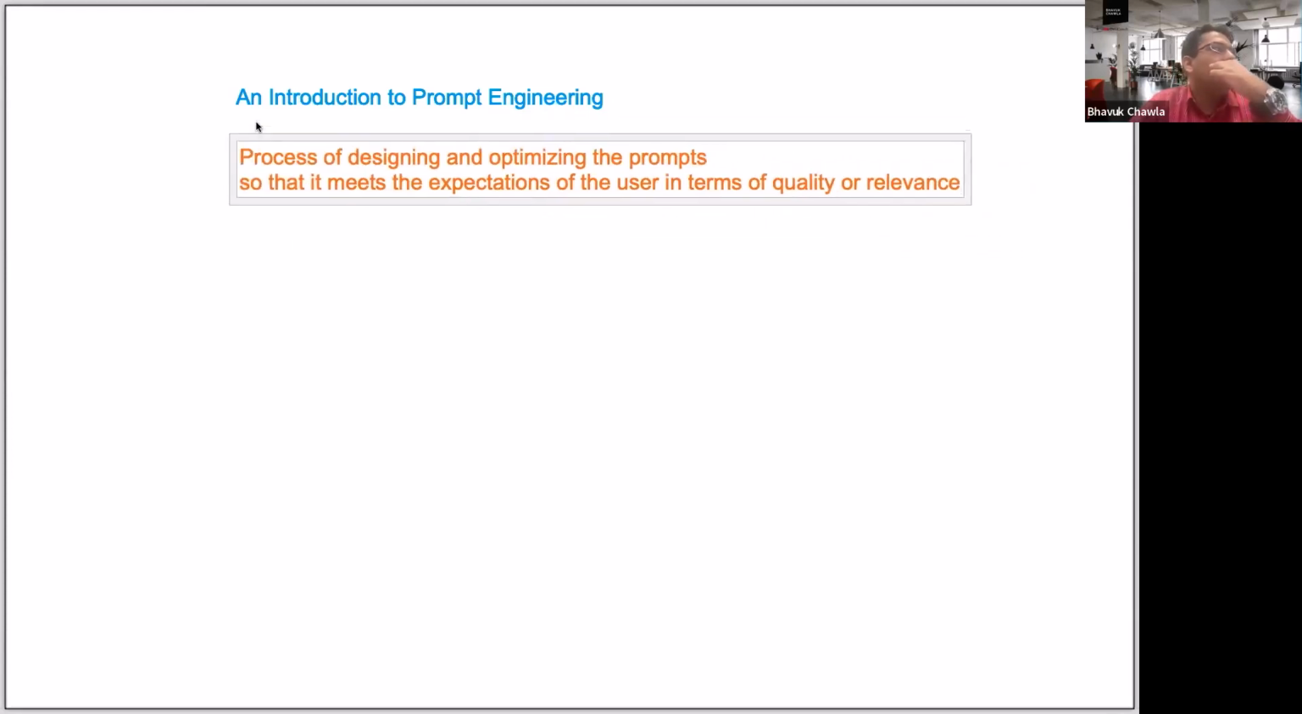So if we have to define prompt engineering, it is a process of designing and optimizing prompts so that the prompt can meet the expectation. It is not so straightforward that we write something to ChatGPT and it is able to give us the right answer in the very first go. So it has to evolve, and it is an iterative process, and we want to learn that process. That is the goal of this series of sessions that we will have.